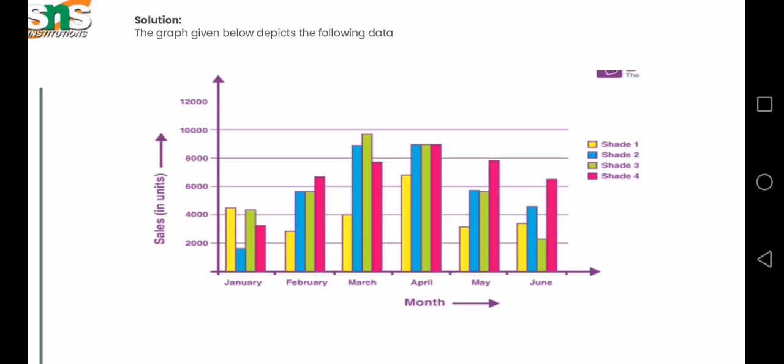Months, January, February, are denoted on the x-axis. The sales, in units, are denoted on the y-axis. The color shades are differently denoted here, the bars.